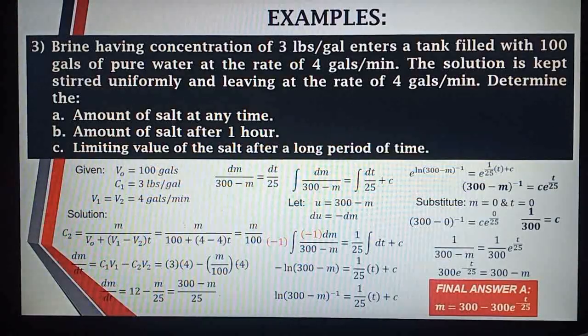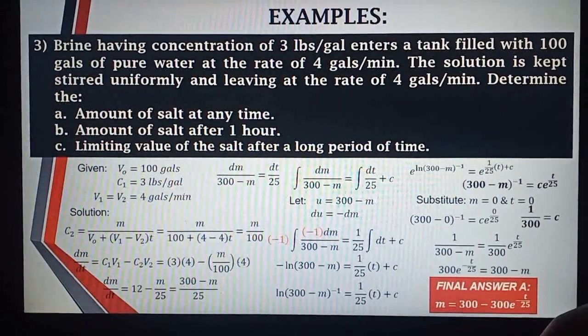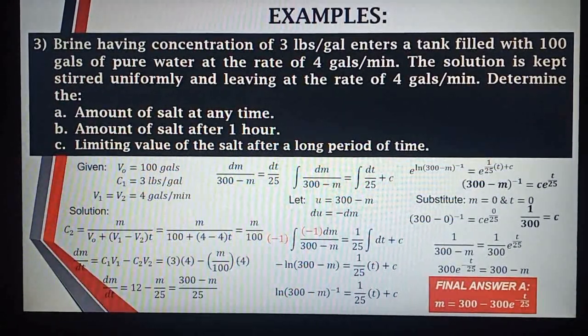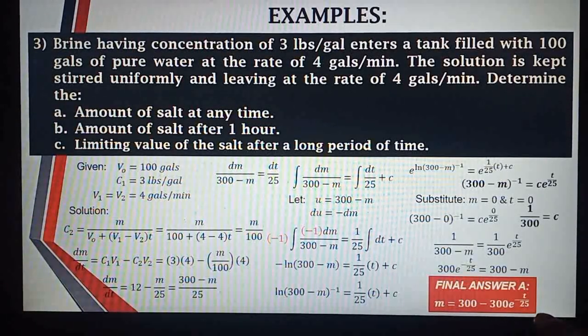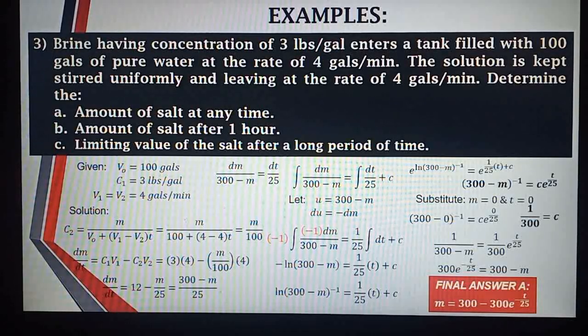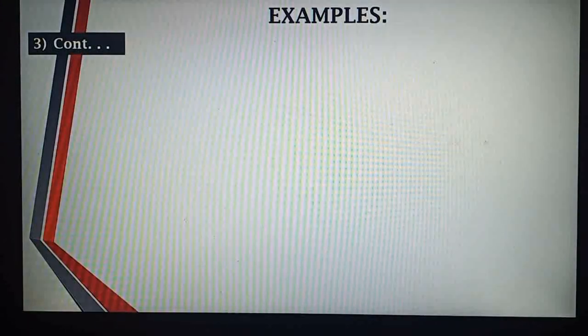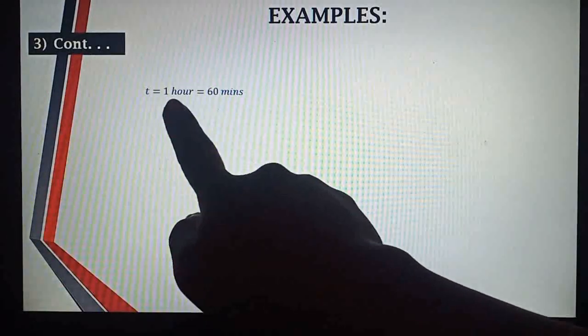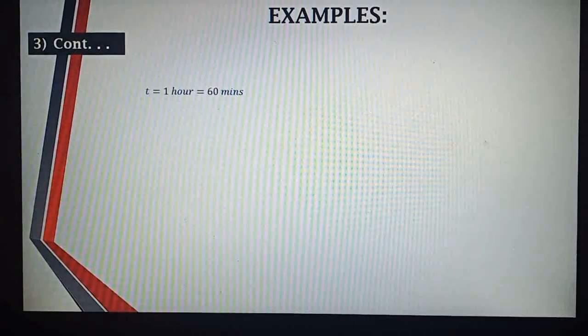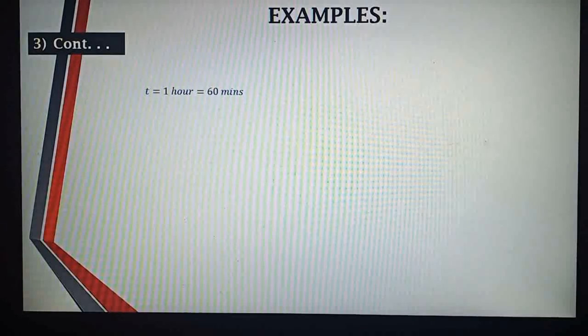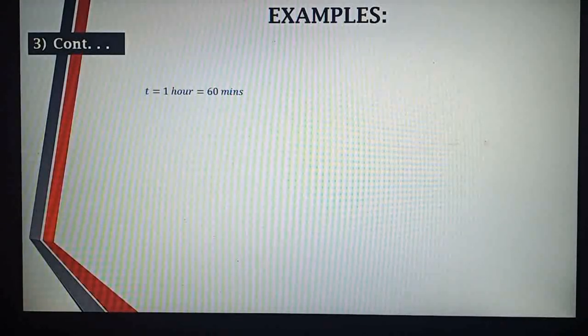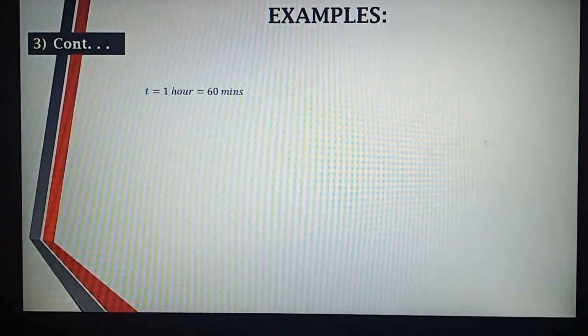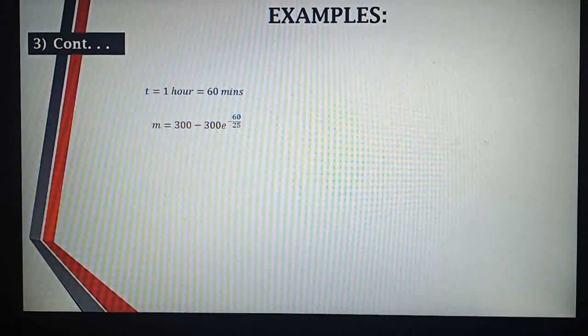Now for letter B, we have to find the amount of salt after 1 hour. So meron na tayong equation ni m with respect to t. All we have to do is to substitute the value of t para makuha natin yung value ni m. So for the continuation, our time is 1 hour. Since naka-minutes yung volume rate natin, all we have to do is to convert 1 hour into minutes. So we have 60 minutes every 1 hour.